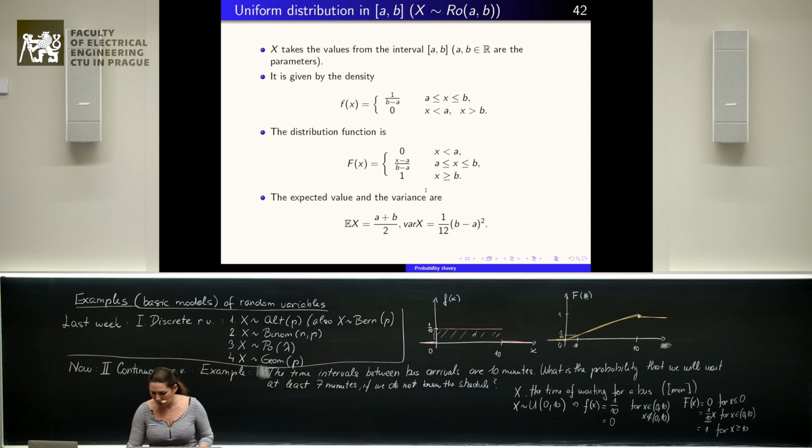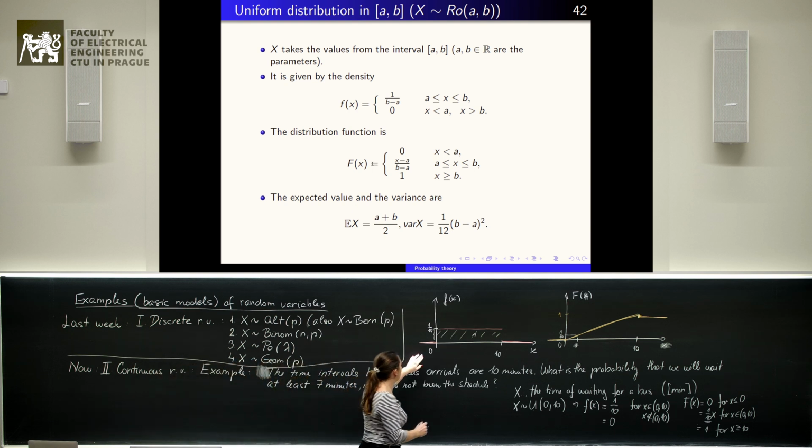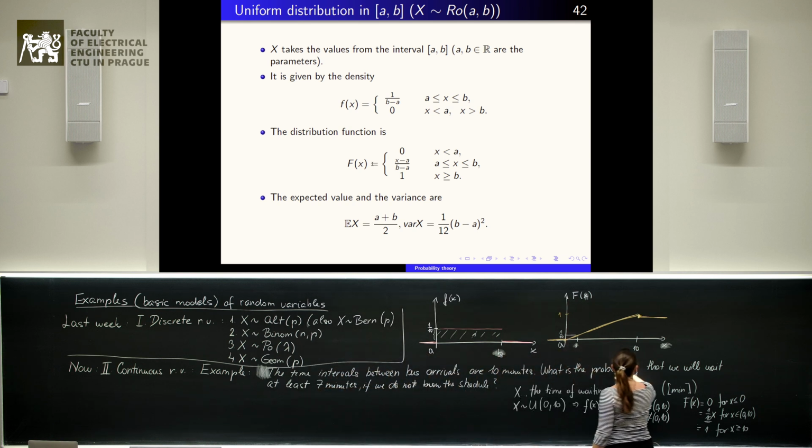And how the uniform distribution looks like in general. In general, it is a random number which has the density equal to a constant in some time interval from A to B. And because the length of the interval from A to B is B minus A, then the constant is equal to 1 over B minus A, because it must be 1 over the length of the interval. And the density is equal to 0 outside this interval. The distribution function is of this shape. So in general, we have A and B instead of 0 and 10.